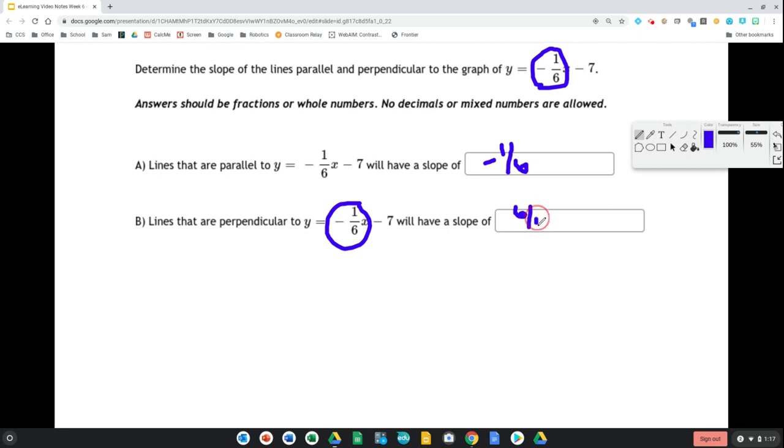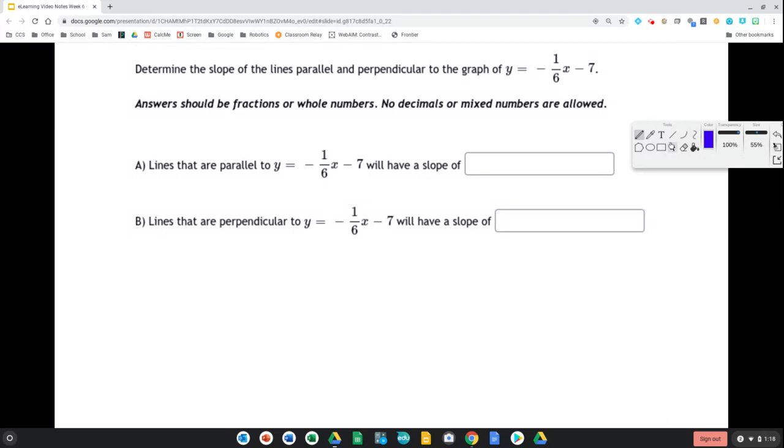Now, you may not want to write positive 6/1. You may just want to write the number 6, and that is actually a better answer. It takes up a little less room, and that's what we would normally say there. But remember, anytime we have something over 1, it's just equal to that number. Some of your problems today are going to be like this. I'm going to give you an equation, and you're going to tell me what the two slopes are.